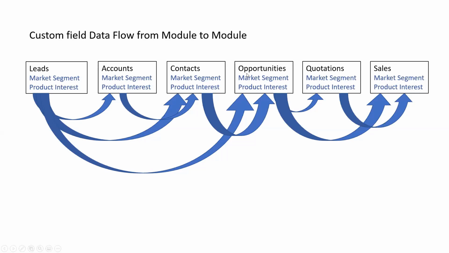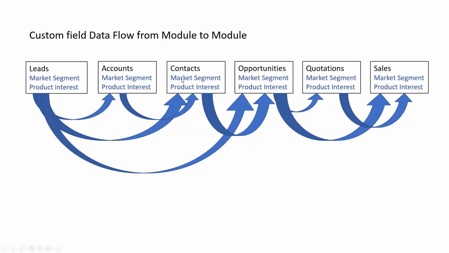Then from opportunities, if you create custom fields in quotations and sales, when you convert an opportunity, it will have the data flow into the matching fields in a quote, and then it would go from a quote to a sale when you convert that, or you can convert an opportunity directly to a sale and have the data flow.